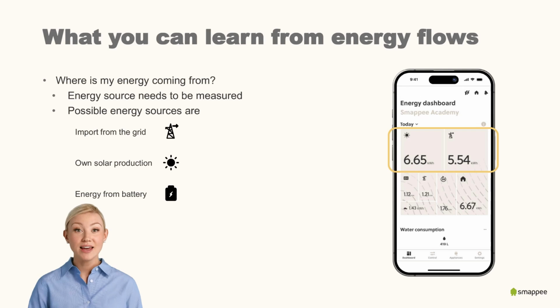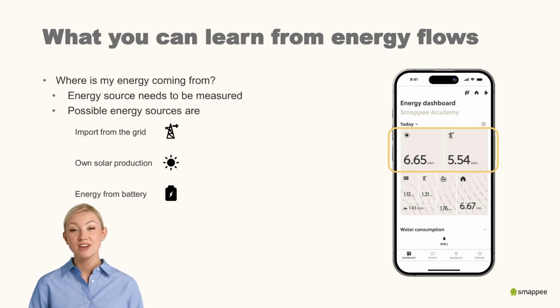The energy need of the household can be fulfilled by import energy from the grid, own solar production or energy coming from a battery. Remember that a tile is only present when that source is being used. In the example, you don't see a battery tile, which means that all energy comes from the grid and solar production.